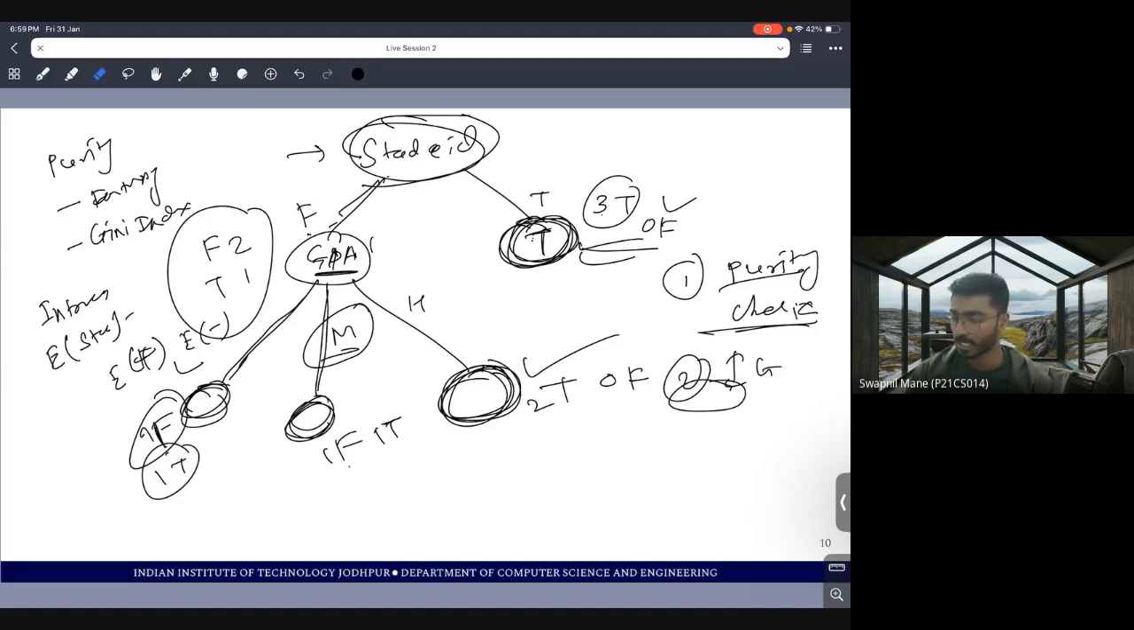Okay, I hope you guys understood how we draw the decision tree, what the method is to decide which attribute we need to split first, and how we decide whether a particular node is pure or not pure, right? So this is how we calculate.